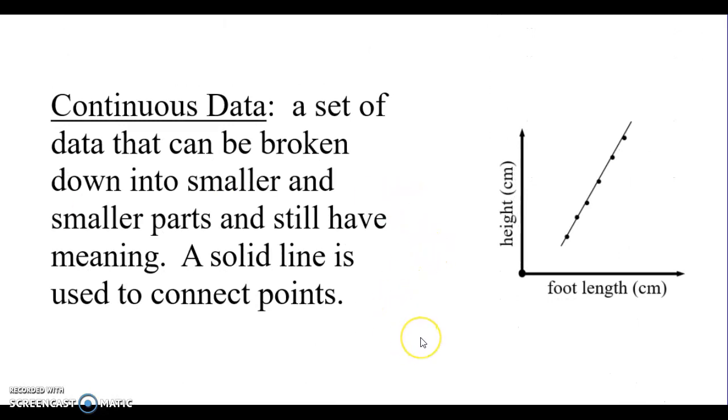Contrary to that, we have continuous data. So this is a set of data that can be broken down into smaller pieces or segments and still have meaning. Here we would use a solid line to connect our points. So for example, if I'm looking at foot length and height, I know that my foot can be 30 centimeters, 31 centimeters, it could be 30.5 centimeters, well it's a bit big, but you understand my point. We can take our length and our height in centimeters and we can take decimal values.